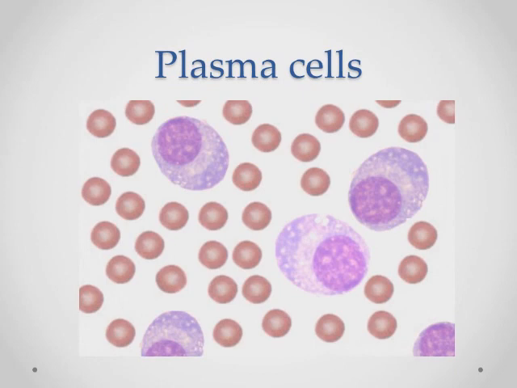Here we have also another slide for the plasma cell: an oval cell with an eccentric nucleus surrounded by a perinuclear halo and deeply basophilic cytoplasm.